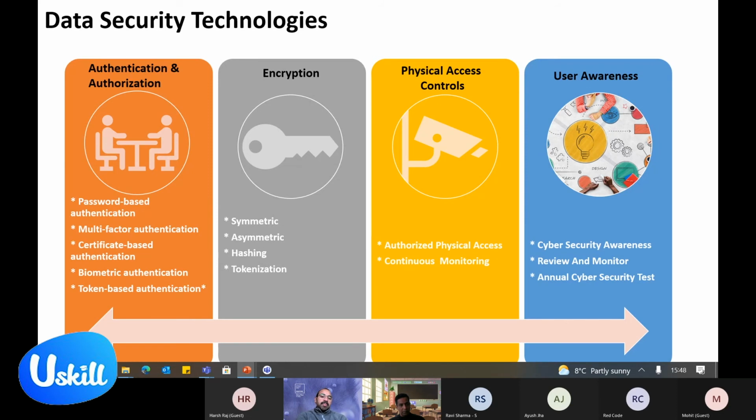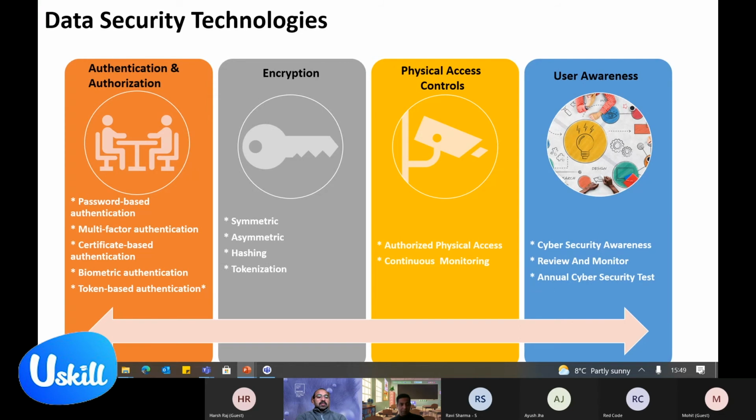So wherever you are implementing data security, ask that team what they are doing for authentication and authorization, and what kind of authentication and authorization they are implementing, whether it is password based. If it is password based, can you please tell me what is the length of the password you are enforcing? What is the complexity of the password?